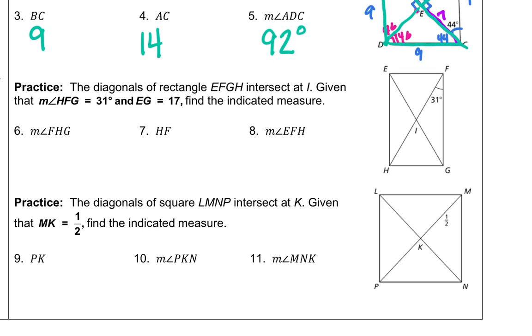All right, the diagonals of rectangle EFGH intersect at I. So since it's a rectangle, automatically I know those four pieces are the same. There is no right angle at the center this time. That only applies to rhombus and squares. But I do know that if this is 31, so is that piece, and that piece, which puts everything else at 59. So all of those, oops, this is 31 here. This piece right here is going to be 59 along with this.